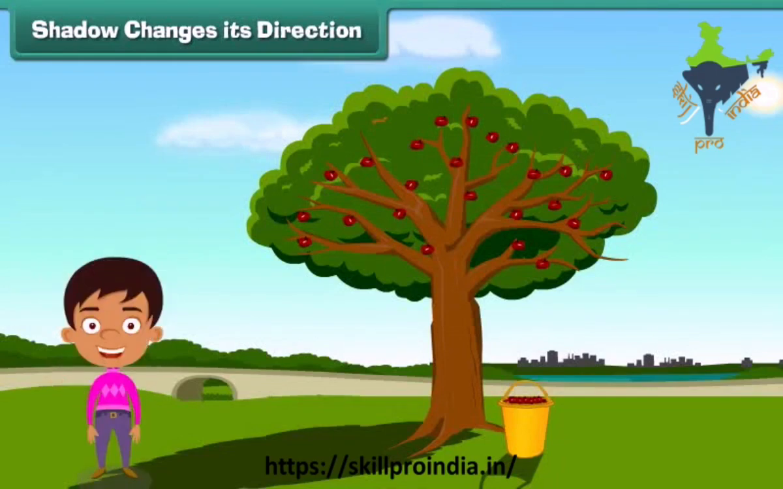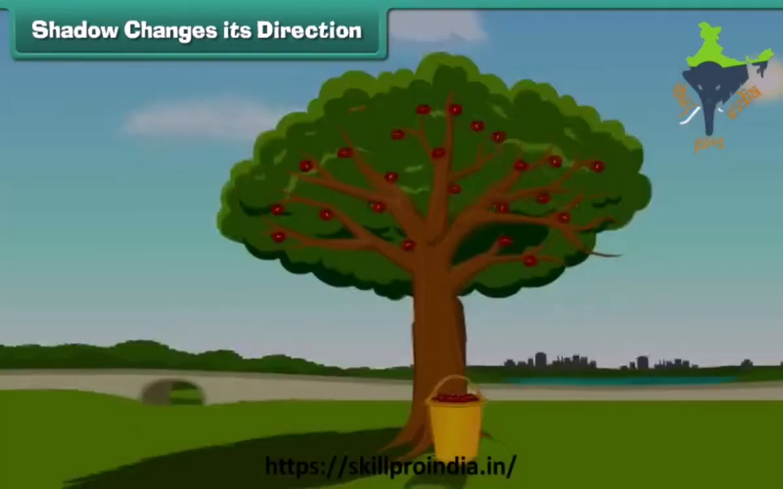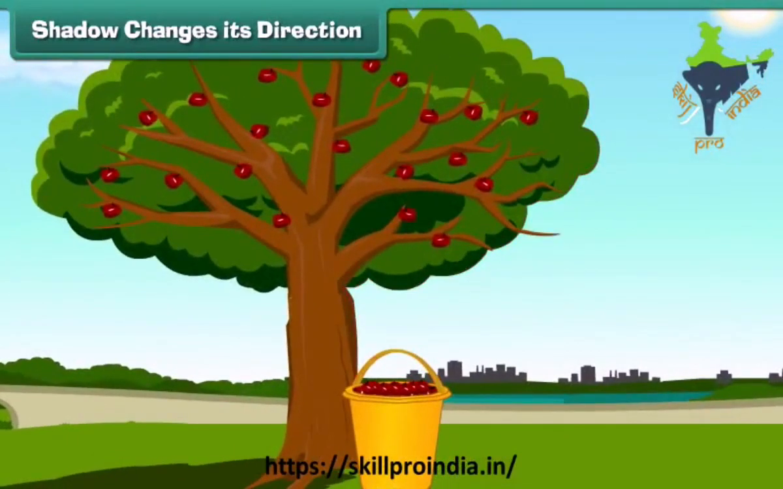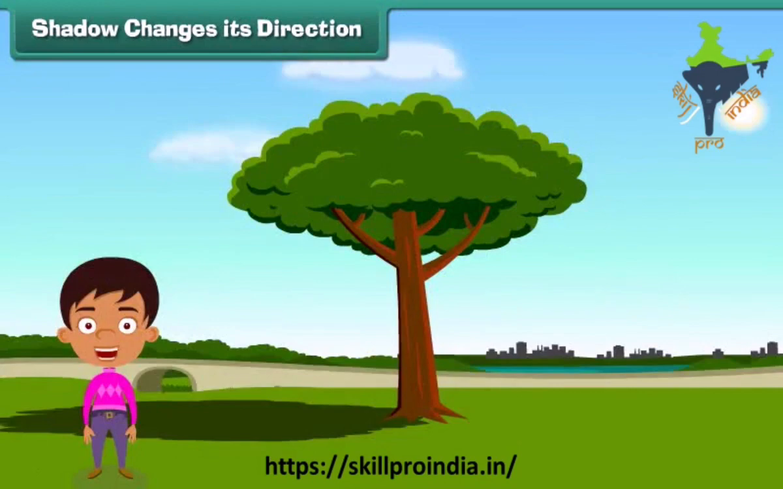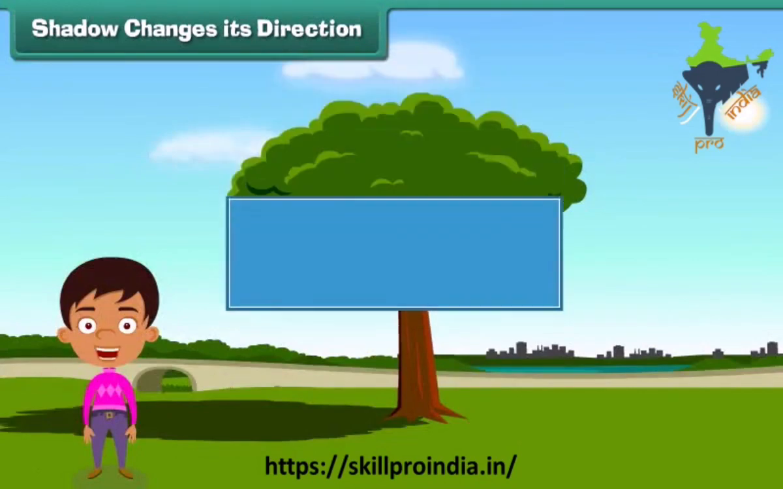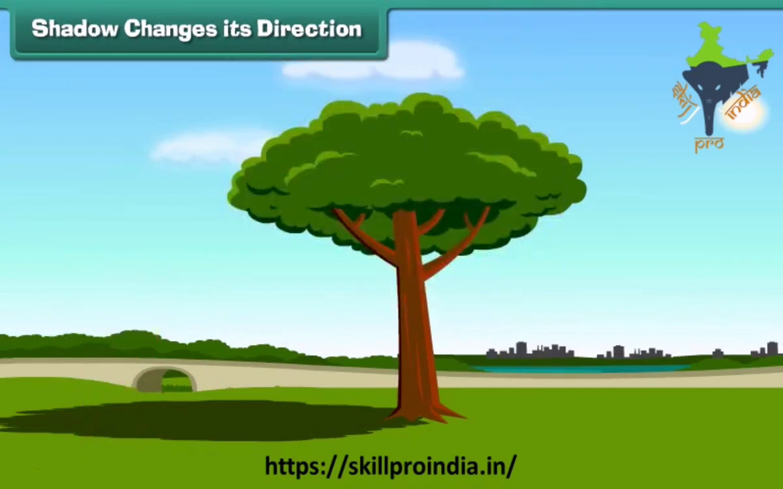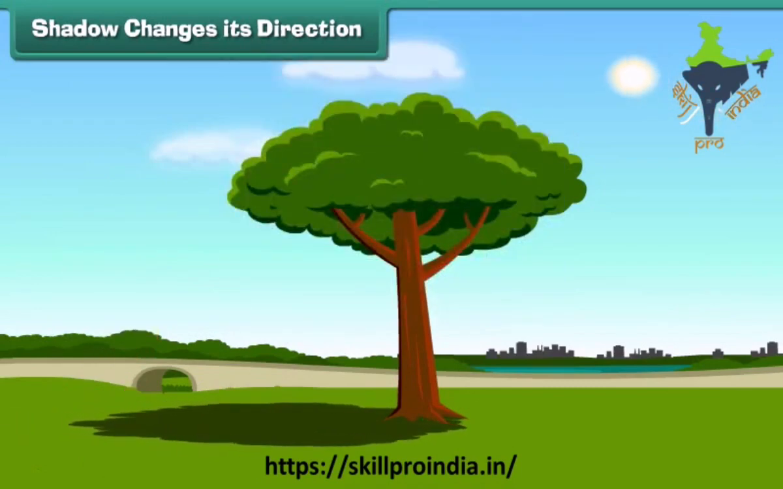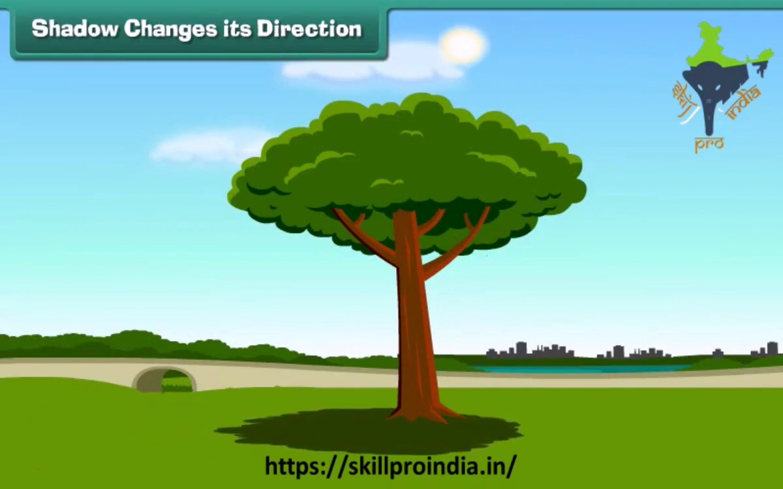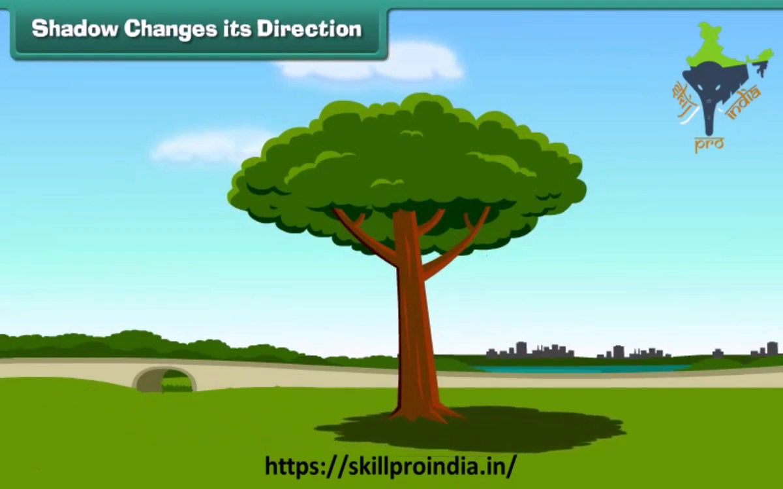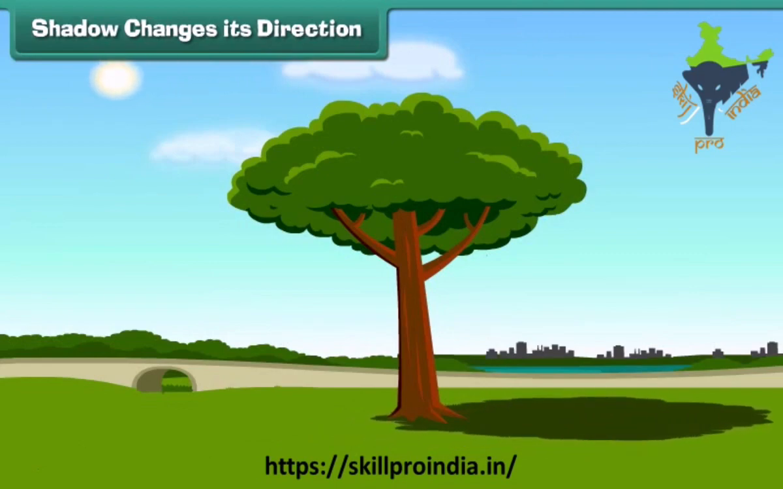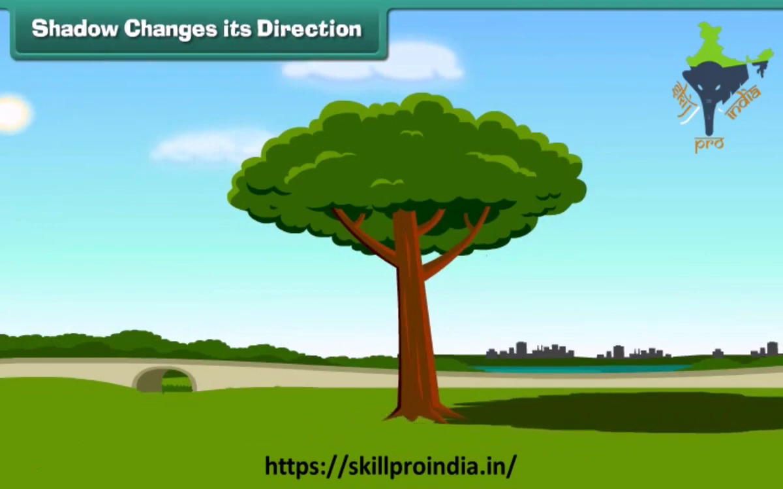Hi friends, at first let's discuss what a shadow is. Actually, a shadow is an area of darkness which is formed when the light is blocked by an object. You'll be surprised to know that the direction of the shadow changes with the changes in the direction of the source of the light. For example, the shadow of these trees changes as the sun moves from east to west during the day. During the day, sometimes it becomes long and sometimes short.